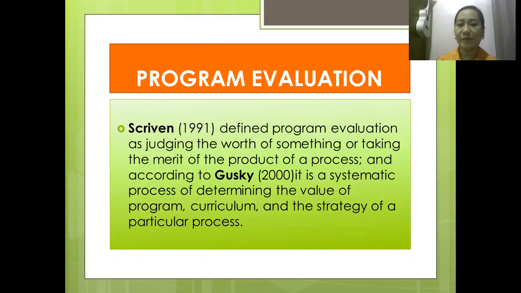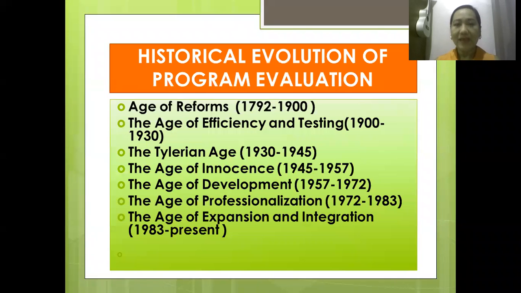Scriven defined program evaluation as judging the worth of something or taking the merit of the product of a process. And according to Guskey, it is a systematic process of determining the value of a program, curriculum, and strategy of a particular process. So we have 7 historical evolutions of program evaluation: the age of reform, the age of efficiency and testing, and then we have the Tylerian age, the age of innocence, the age of development, the age of professionalization, and the age of expansion and integration. And this is what we're enjoying now here in the present.